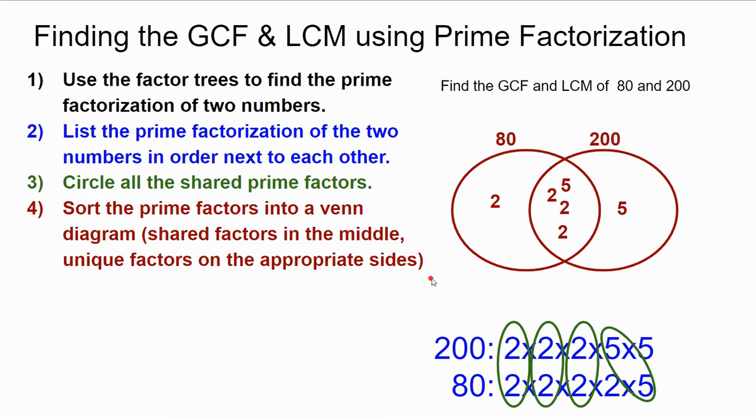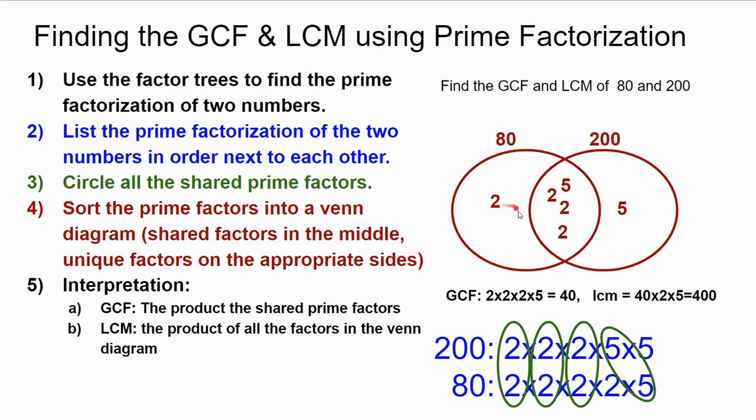Well, what do I do now? How do I find the greatest common factor and the least common multiple? I just have to interpret what I have in front of me. So the greatest common factor is the product of the shared prime factors. In other words, everything in the middle here. All right, 2 times 2 times 2 times 5 gives you 40.